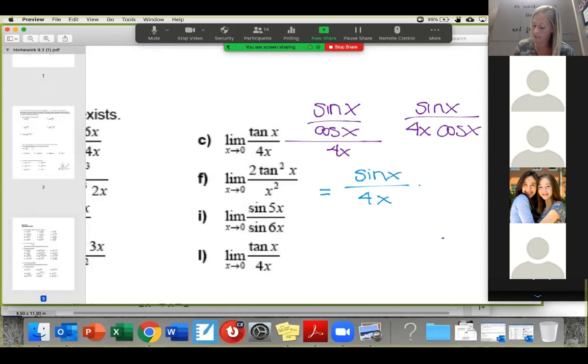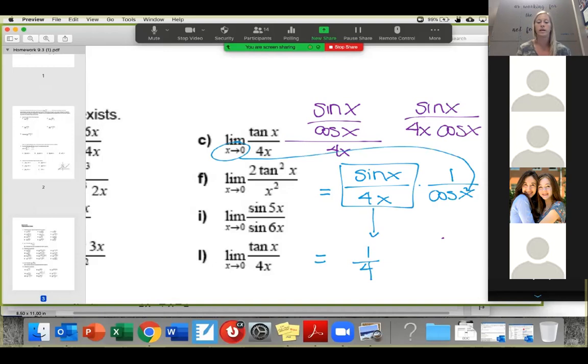I would indeed separate it that way because this includes a special trig limit. The sine x over x is 1. So what does this turn into with my special trig limits? 1/4. And is it okay, because my limit was as x approaches 0, to plug in 0 to cosine? It equals 1. It does equal 1, and that gives me 1/4.